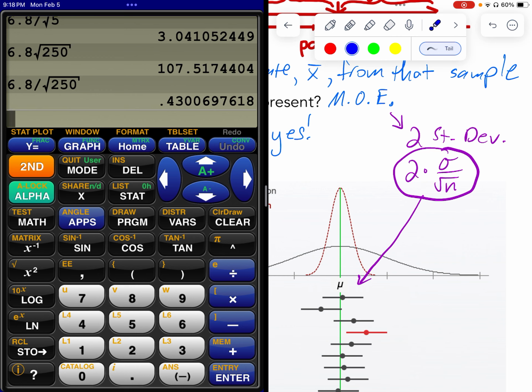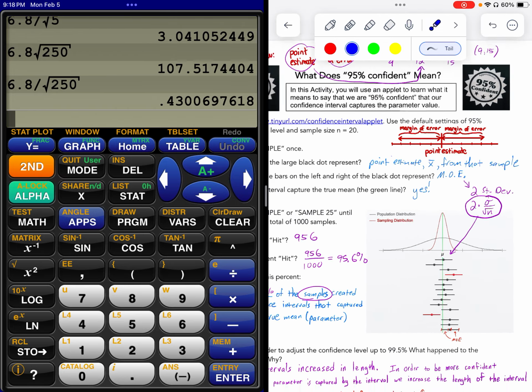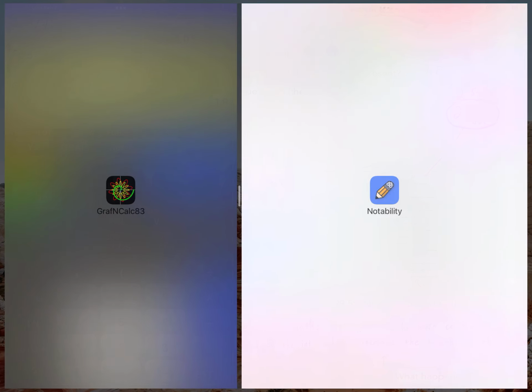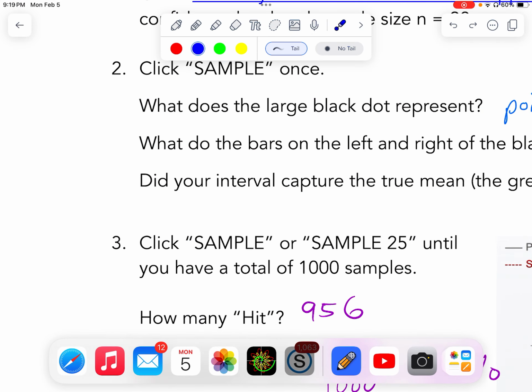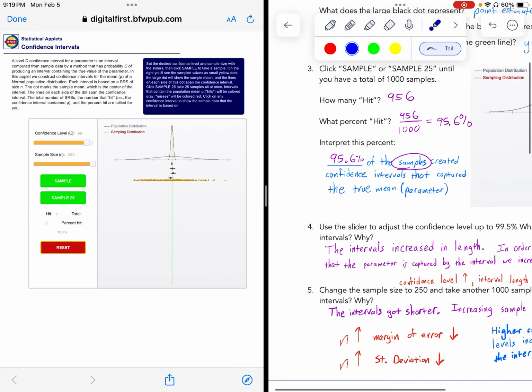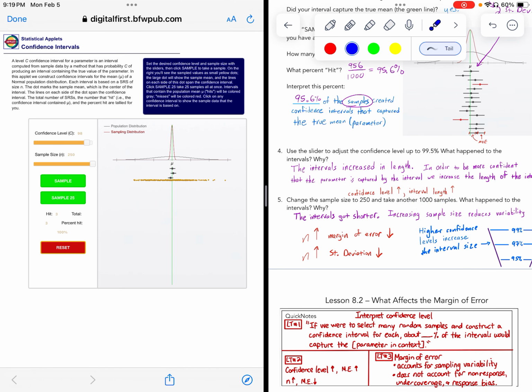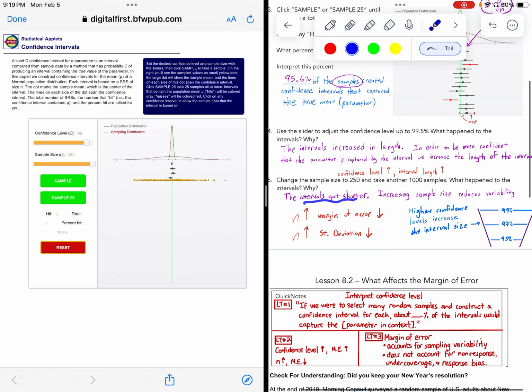So it will shrink my intervals because remember, I'm always taking my point estimate and I'm going up 2 standard deviations and down 2 standard deviations. That will always be the general rule of thumb to create a 95% confidence interval. It wanted me to do this again. It said create another 1,000 samples. And what happened to the intervals? Well, they got shorter because increasing sample size reduces the variability, it reduces the standard deviation.